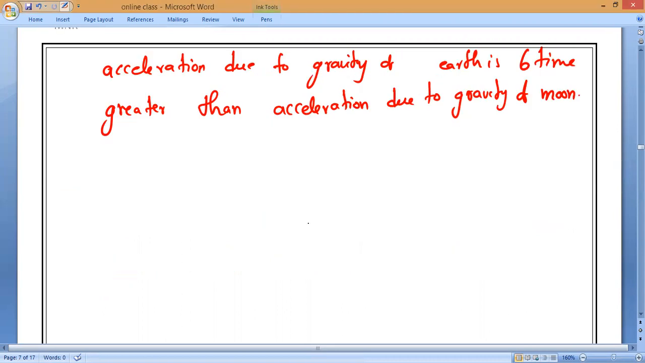Okay. Can you tell me now the reverse relation? Anybody? Let me see who will say. What is the acceleration due to gravity of the moon? How many times is it compared to the Earth? I am saying that the acceleration due to gravity of Earth is six times greater than the moon. Now I want the acceleration due to gravity of the moon. Anybody can tell me what will come?